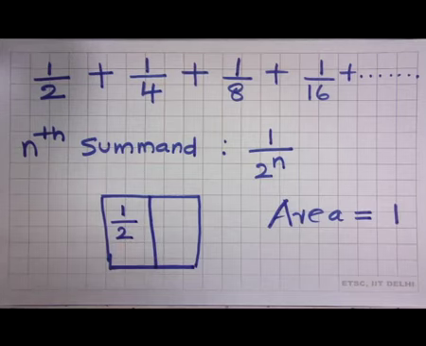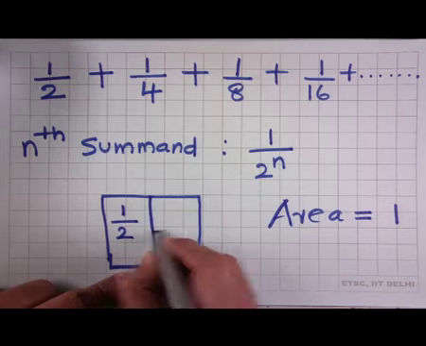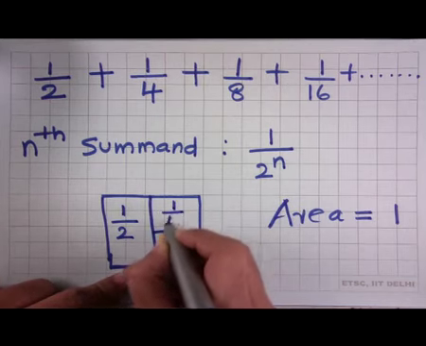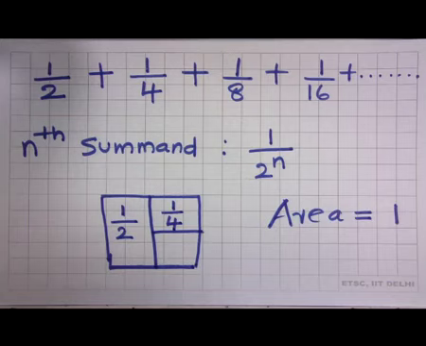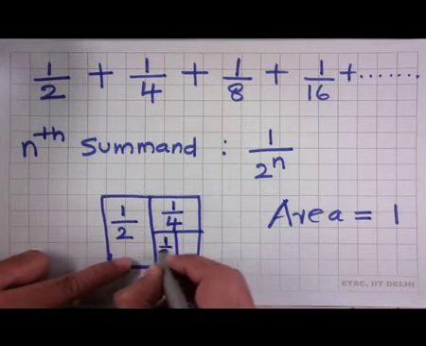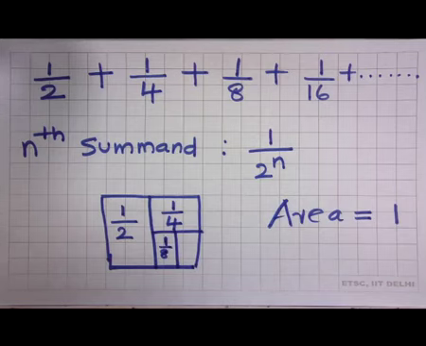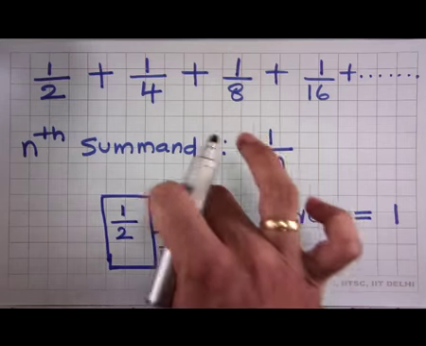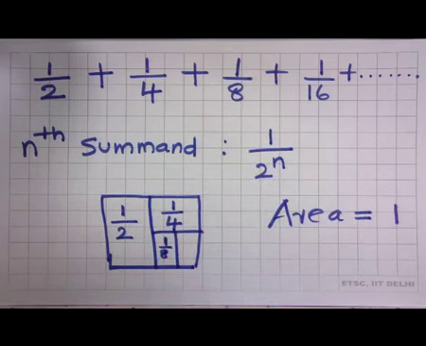Let us again halve the second half. The area here will be 1 by 4. Let us continue this halving process. Area of this figure will be 1 by 8 and so on. We can see that the areas of the smaller figures fill the area of unit square we started with.